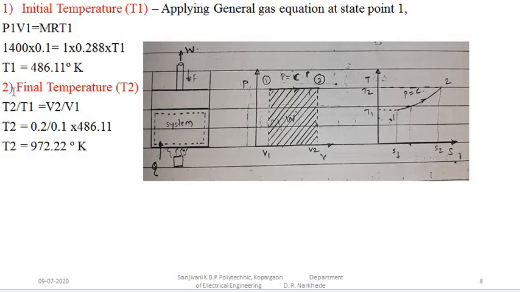And second point, that is the final temperature T2. So by using the temperature and volume ratio for the constant pressure process, we can calculate final temperature T2. That is T2 upon T1 is equal to V2 upon V1. So T2 is equal to 0.2 divided by 0.1 into 486.11. Therefore T2 is equal to 972.22 degree Kelvin. So this is the final value, and we have successfully solved this simple problem which is asked for 4 marks in the final examination.